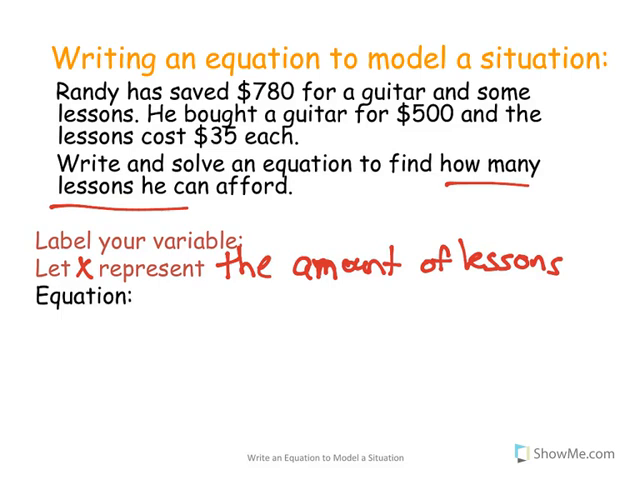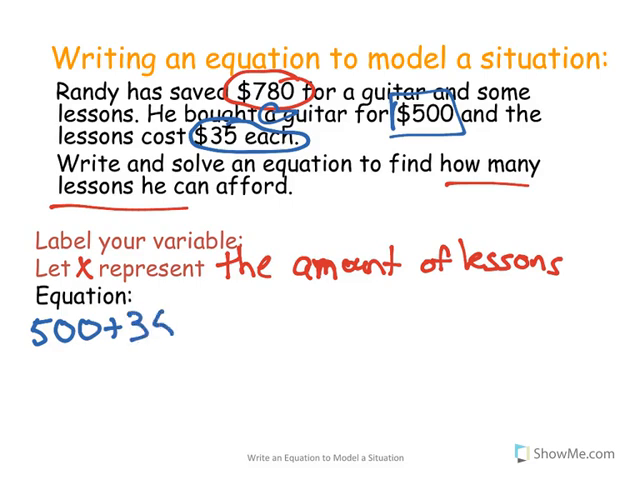Okay, so let's get back to this problem. He's got $780. He's going to spend it on two things. He's going to spend it on a guitar, as in one, and some lessons that are $35 each. Okay, so he's going to spend $500, plus he's spending $35 on each of his X lessons. So the total cost of his lessons is going to be 35X, right? If X is the number of lessons and they're $35 each, it's 35X, and that's equal to 780. Okay, there's my equation. Shouldn't be terribly difficult to solve.